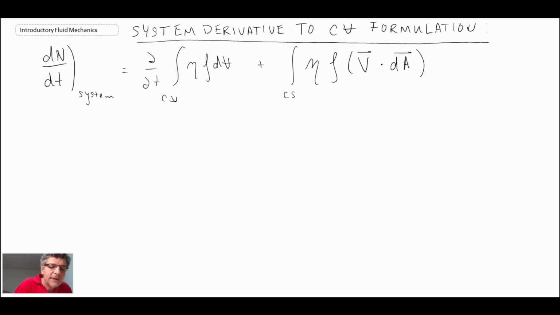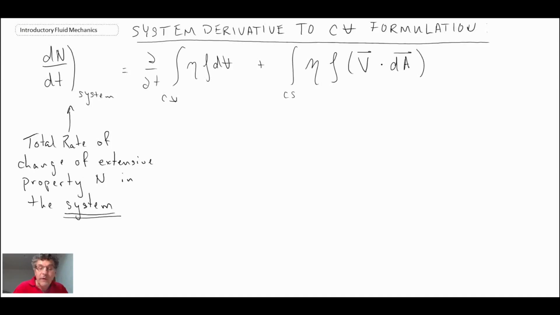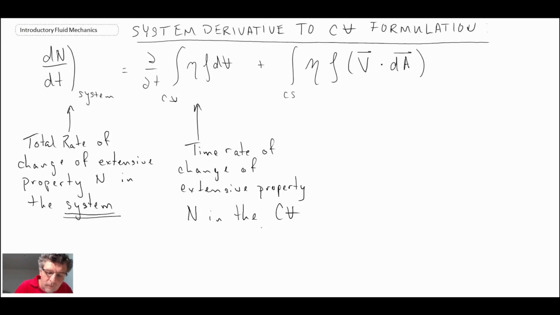So with this equation, on the left-hand side, what we have is something that relates to the time rate of change of our extensive properties for a system. So it's important to note that that is for a system. And then the first term on the right-hand side, it's the time rate of change of our extensive property N in the control volume. And it's important to note that that's in the control volume.